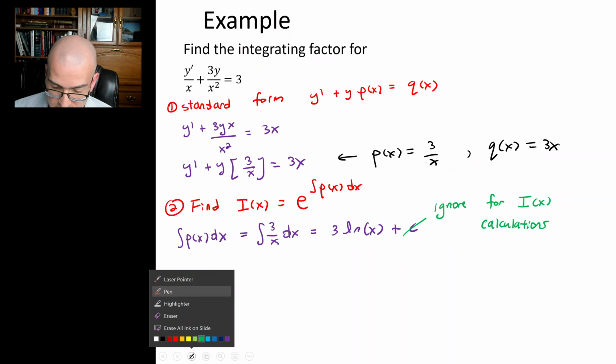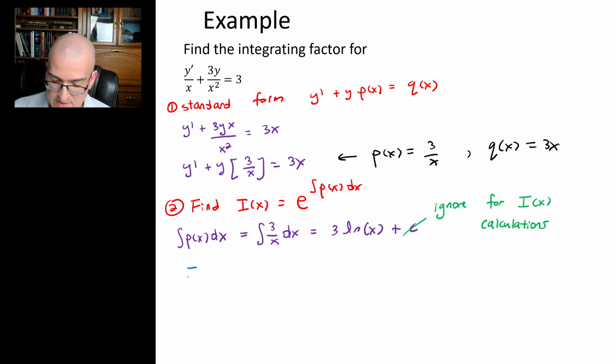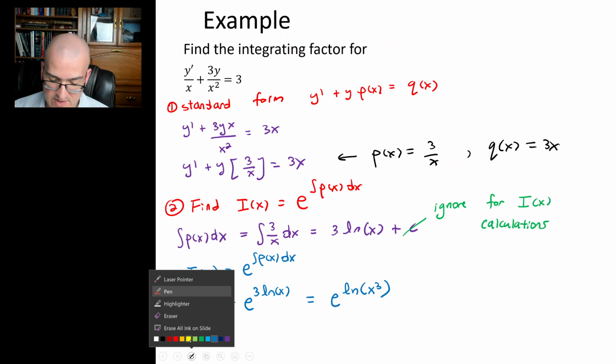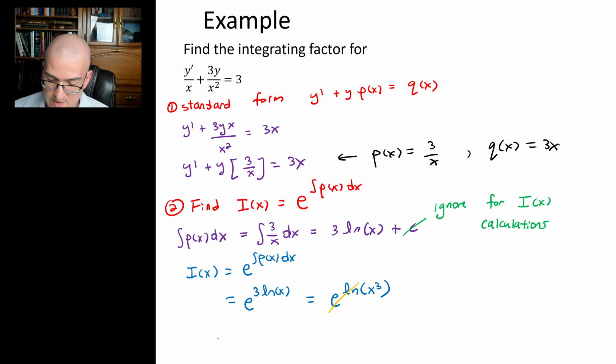Okay, now step 2 part B, I guess. Once we have the integral of p of x, then we find I of x. I of x is e to the integral of p of x. So e to the 3 ln of x. We can't cancel right away. What we have to do if we want to simplify it is use a log rule. Bring the 3 up as a power. And now we can use the cancellation law. And our function is x cubed. That's our final answer. That's our integrating factor, x to the power of 3.